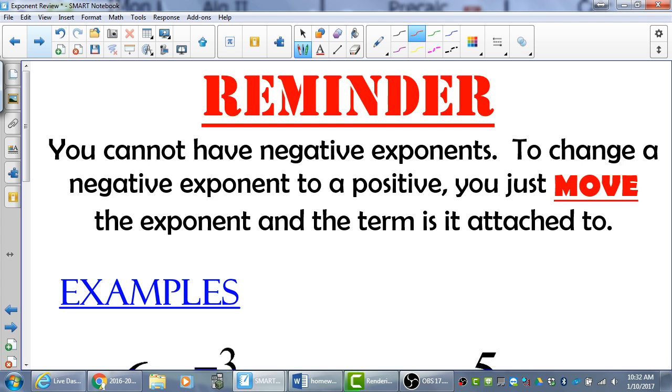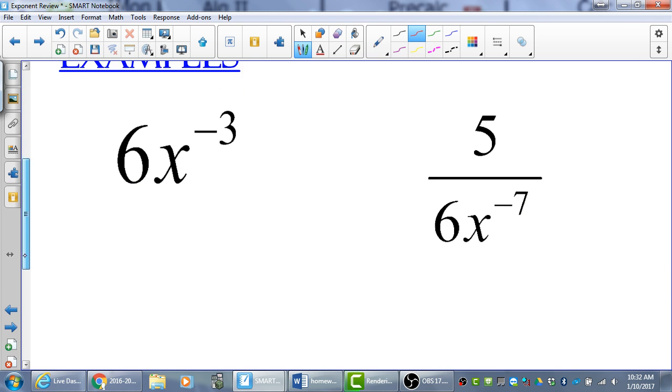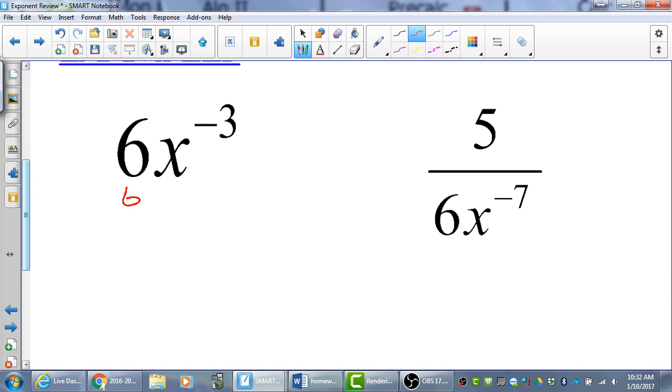Reminder, it says you cannot have negative exponents. Technically you can, but we don't like you to leave stuff with negative exponents. To change a negative exponent to a positive, you just move the exponent and the term it is attached to. Example, 6x to the negative 3, that's 6 over x to the 3rd. We don't like it left as 6x to the negative 3. Send that negative to the denominator, make it positive.